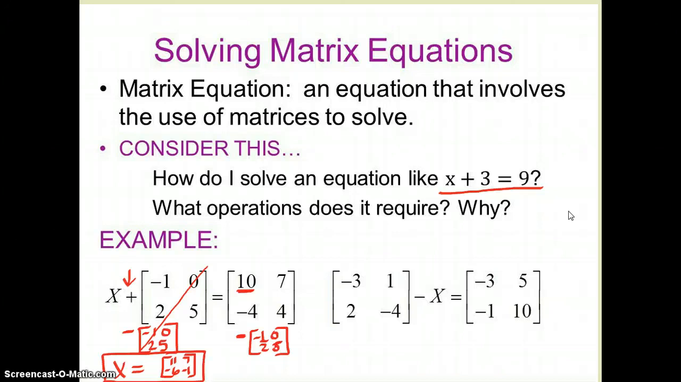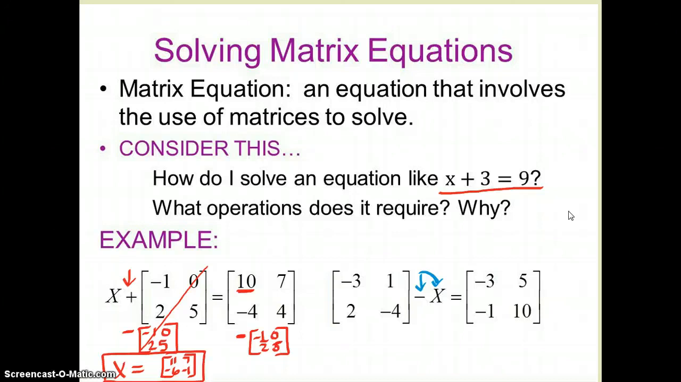Okay, so I'm going to apply this principle to this second matrix equation. Change my color here just for a minute so we can tell the difference. On this equation, you'll notice it does have subtraction in the middle, but what I want you to notice about the subtraction is that it's referring to the x. It's actually the x that's being subtracted.